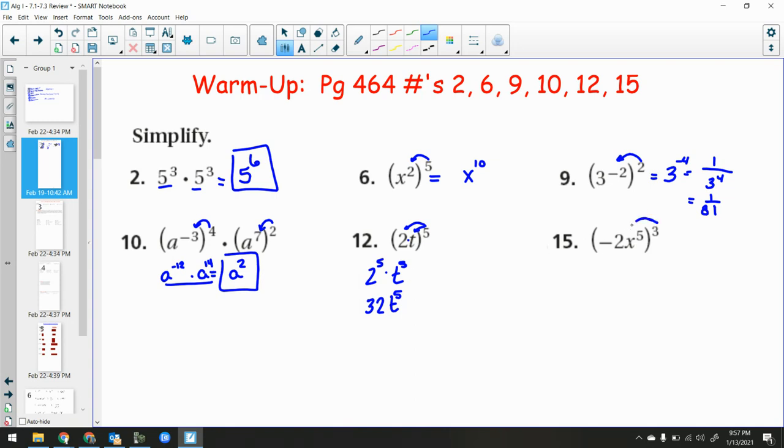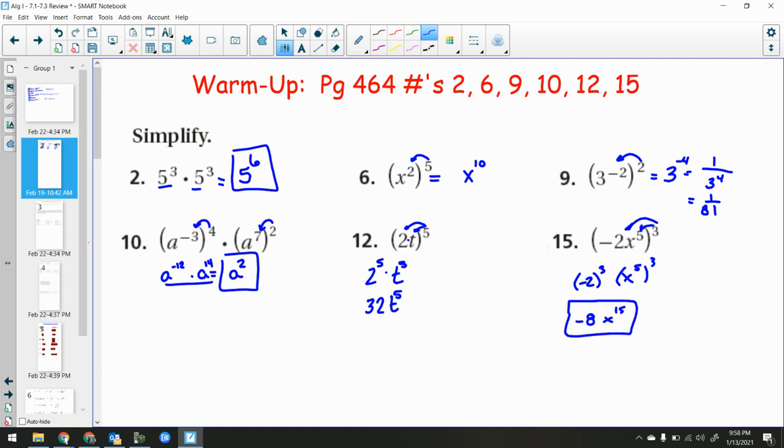All right, here, same thing. Negative 2 to the 3rd, x to the 5th to the 3rd, right? So this would be like saying negative 2 to the 3rd here, and then raising x to the 5th to the 3rd as well. So negative 2 to the 3rd is a negative 8. And then x to the 5th to the 3rd is x to the 15th.